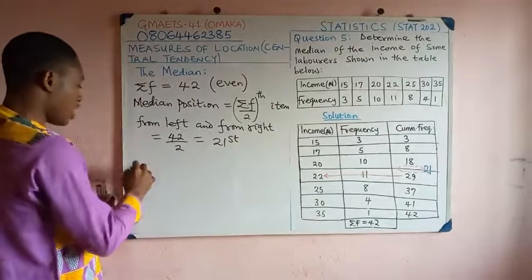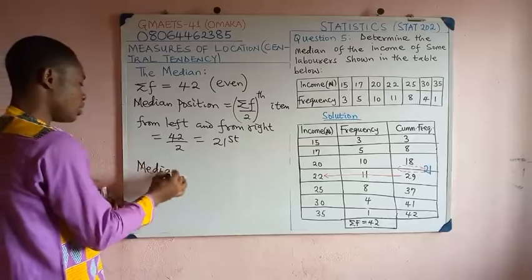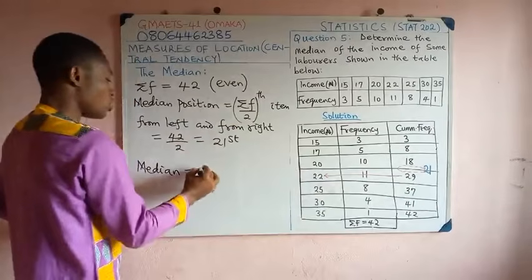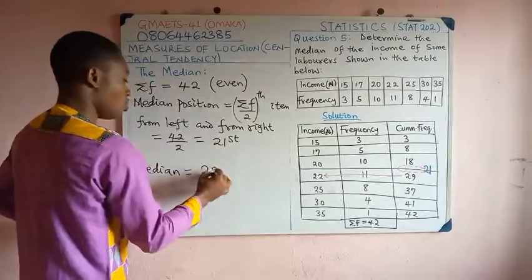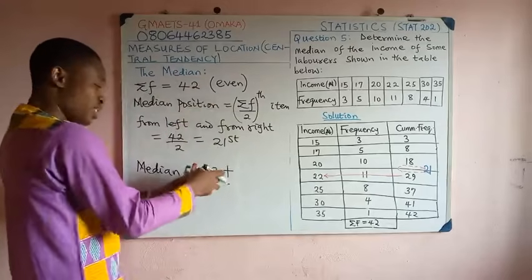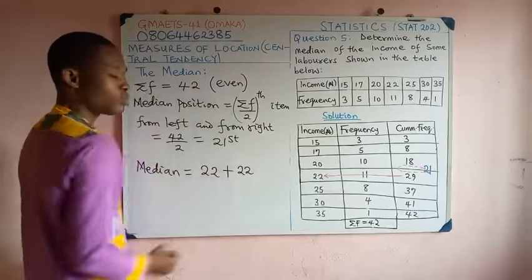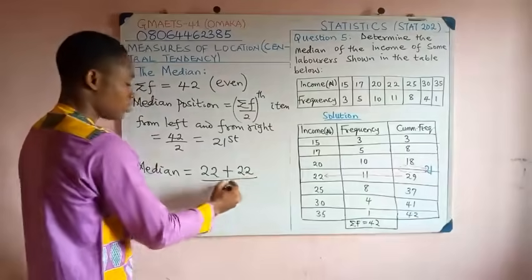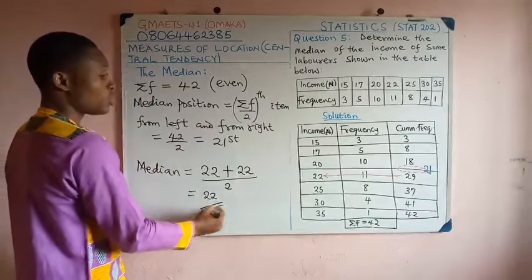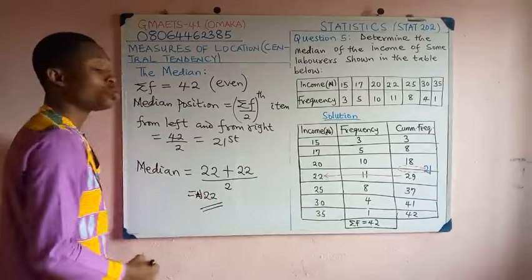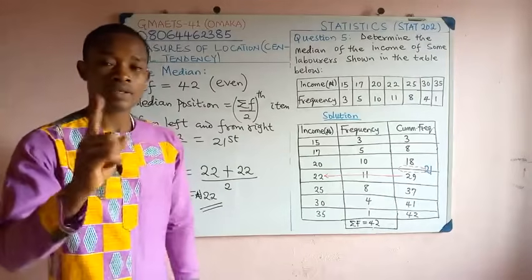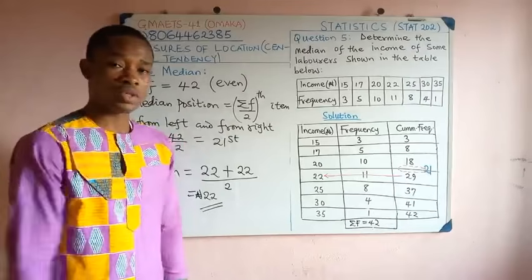So we are now going to say that median is equal to, come over here, 21 occurs in that 29, so it will be 22 income plus, since the 21 is not exactly in that cumulative frequency, it means you're going to repeat this number, plus 22, then divided by 2. If you add 22 plus 22 and divide by 2, what will you get? 22. So the median income is 22 naira. You're going to get 22. 22 naira is the median income. So please, do not forget why I really love this question, okay?